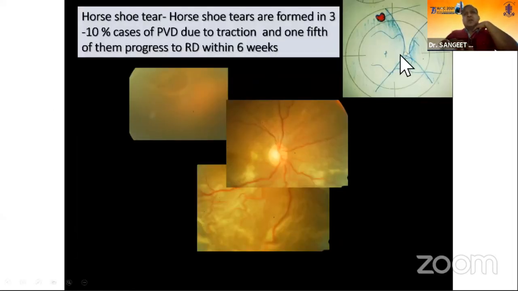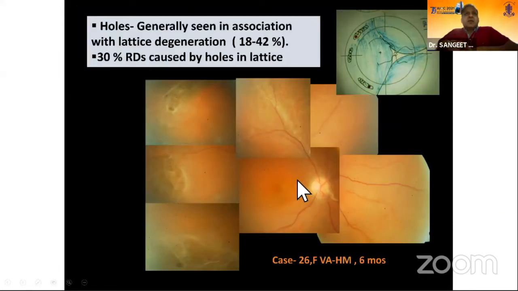So those horseshoe tears, you can see these horseshoe tears, they occur in almost 7 to 10% of cases of PVD, and they are due to traction. And many of them, or most of them, progress to retinal detachment within 6 weeks. The holes generally are seen in association with lattice degenerations, and they are present in almost 18 to 40% of cases of lattice degenerations, and 30% of the RDs are caused by holes in lattices.